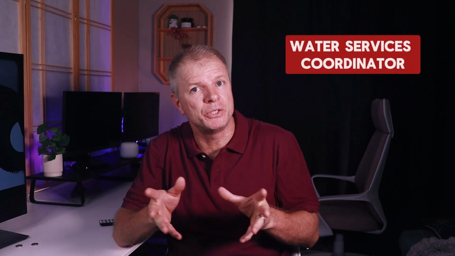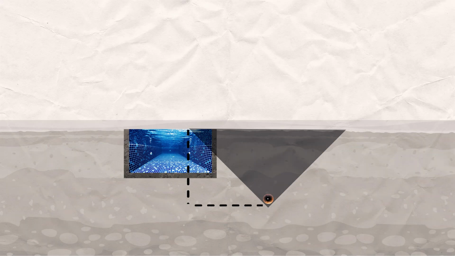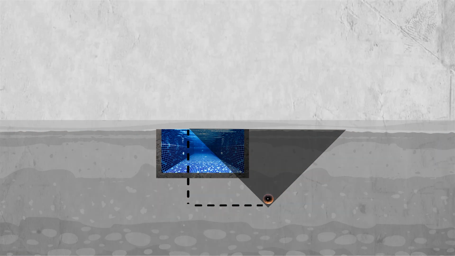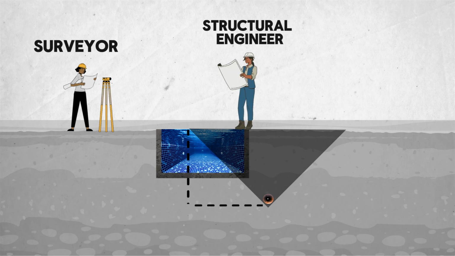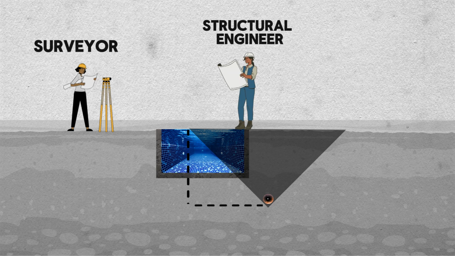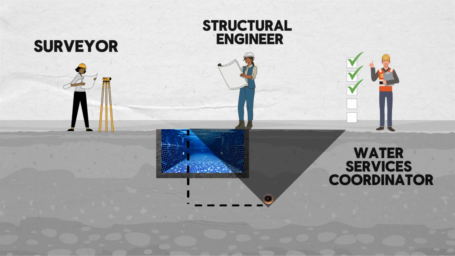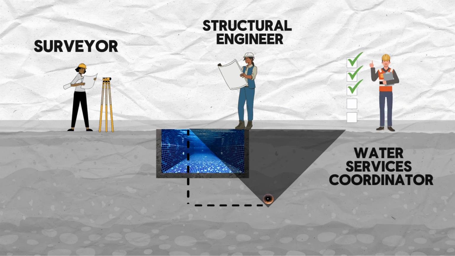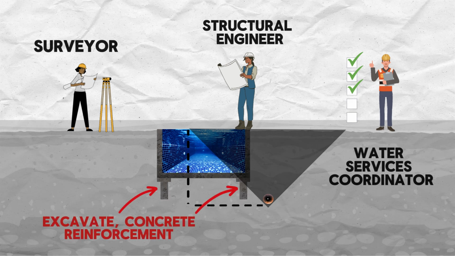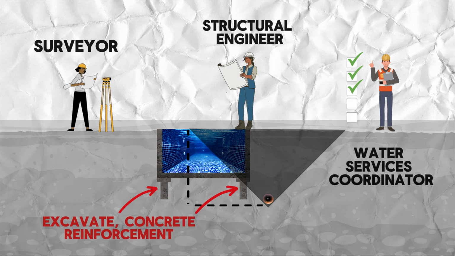Think of them as an agent on behalf of the Water Authority. So if you are building within the 2 meter offset, you will attract additional costs for a surveyor to verify the location of the pipe, the structural engineer's fees to document the pipe and design the pool and footing accordingly, and fees for the water service coordinator who would facilitate approval on behalf of the Water Authority. And plus there will be additional fees for excavation, concrete and reinforcement to build the deeper foundation.